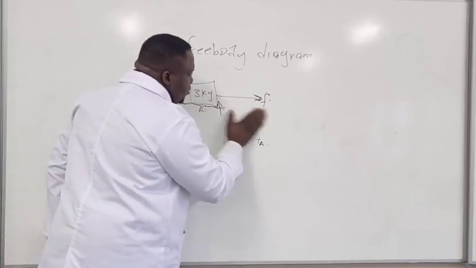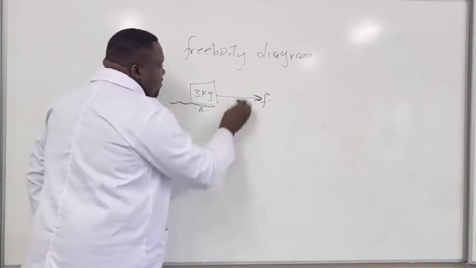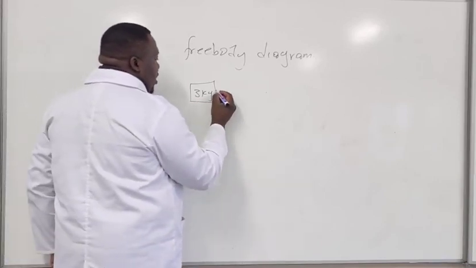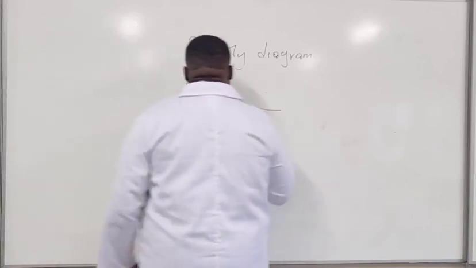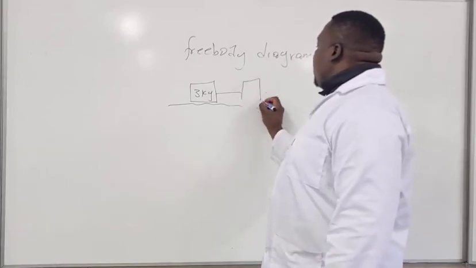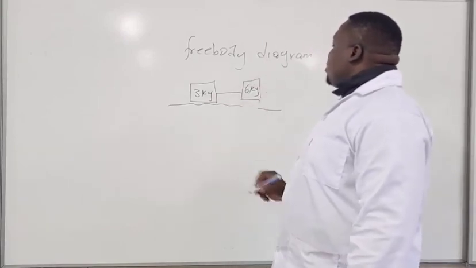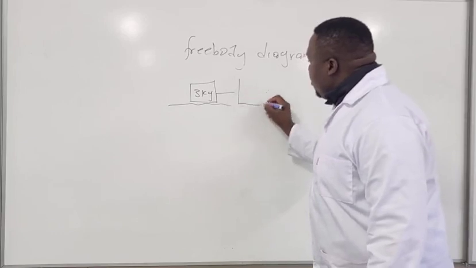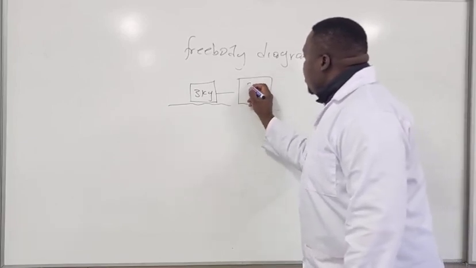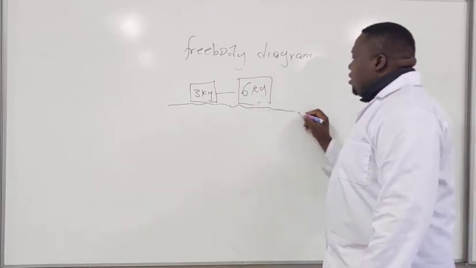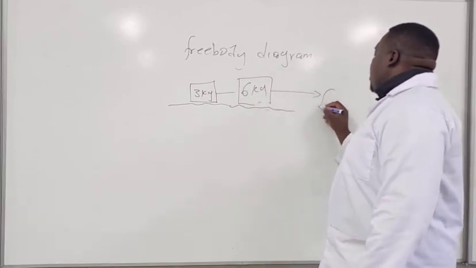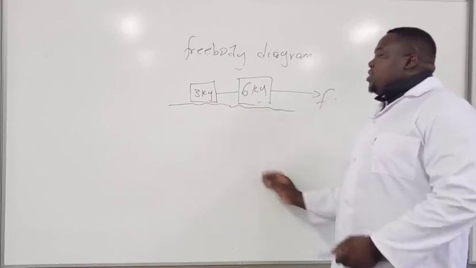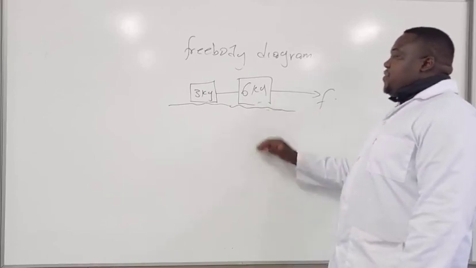Let me show you. We still have the same 3 kg. Look at it. It is moving on a rough surface. It is connected to a 6 kg box. Both of them are moving on the rough surface, as you can see. Then there is force F, which is acting on the 6 kg to pull the whole system.